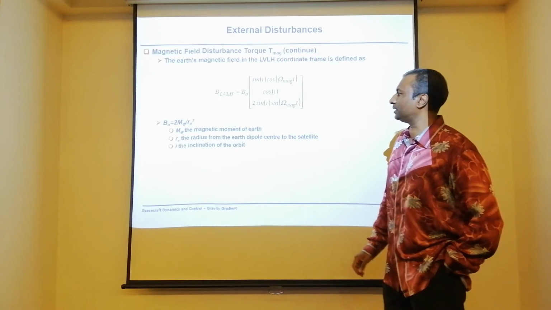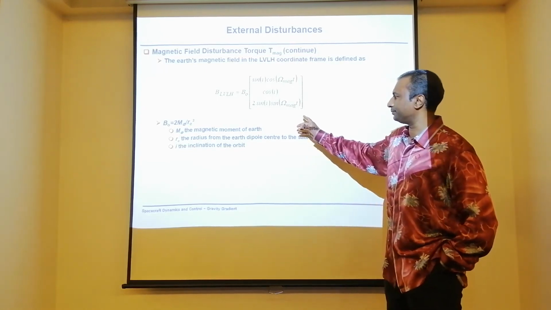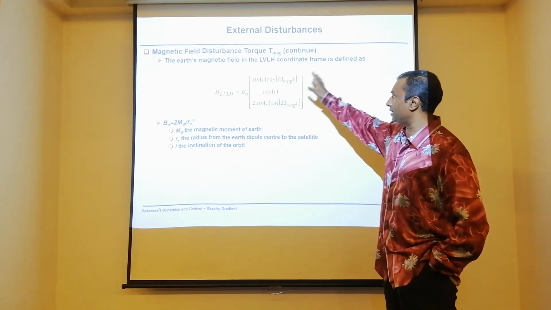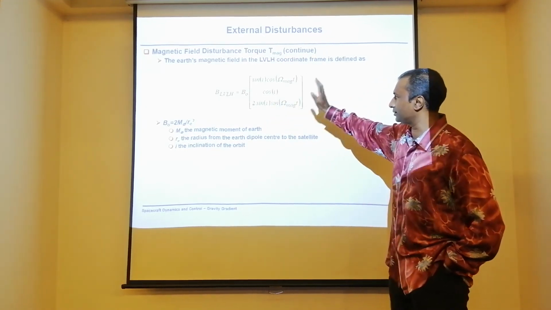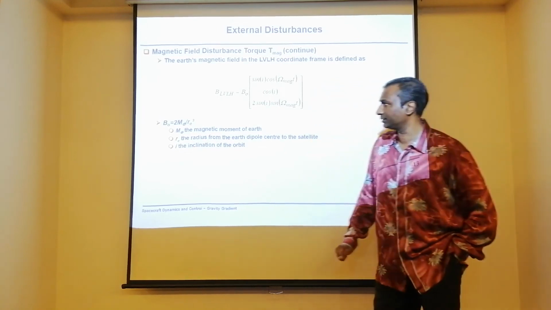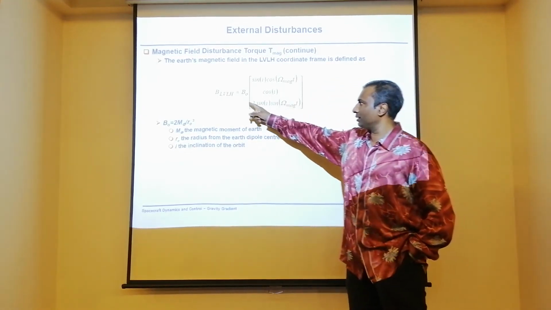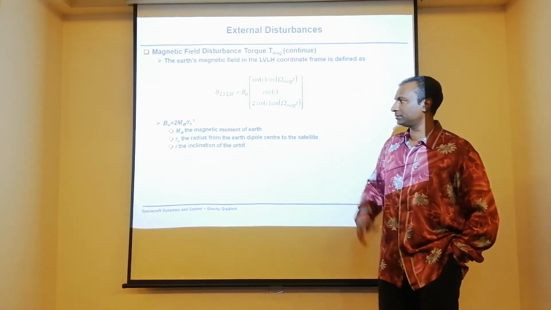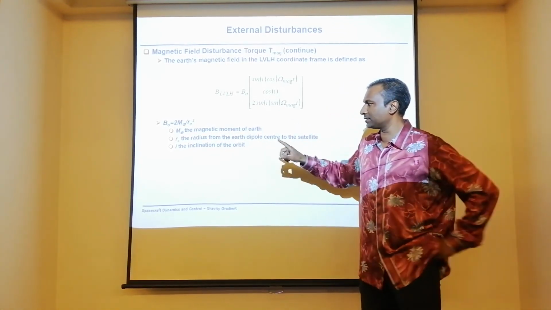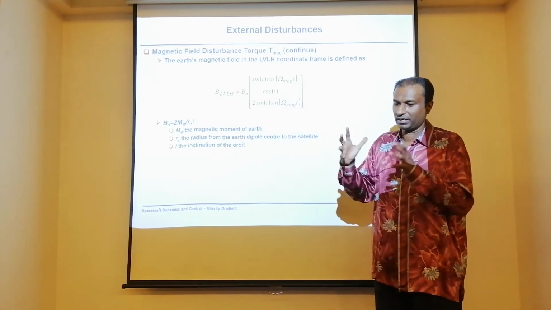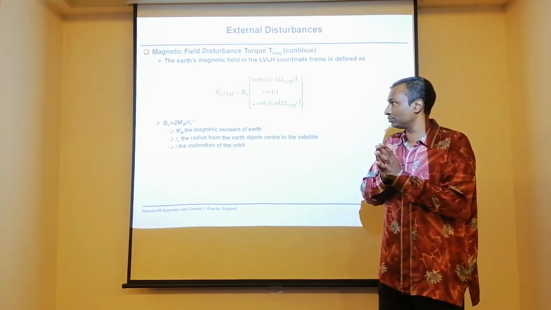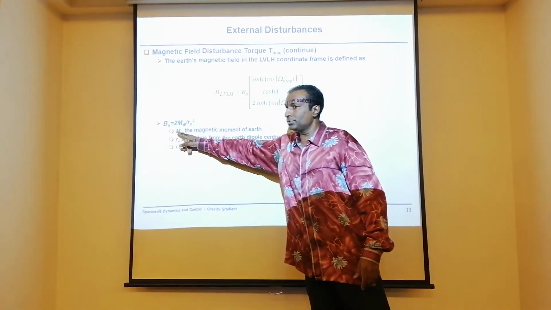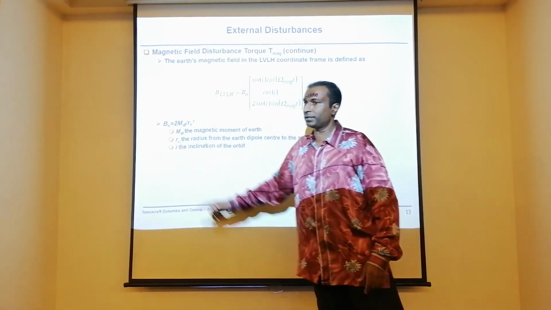Okay, now if you look at this, you have Earth's magnetic field in the local vertical, local horizontal system. Now B0 is defined as the magnetic moment of planet Earth at the given radius. The further you go, the magnetic field is going to reduce. Bigger, this drops. Nearer, this will become big.